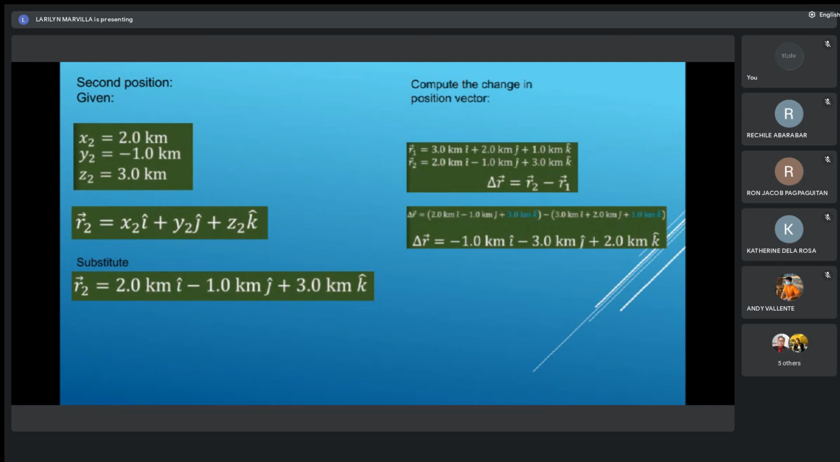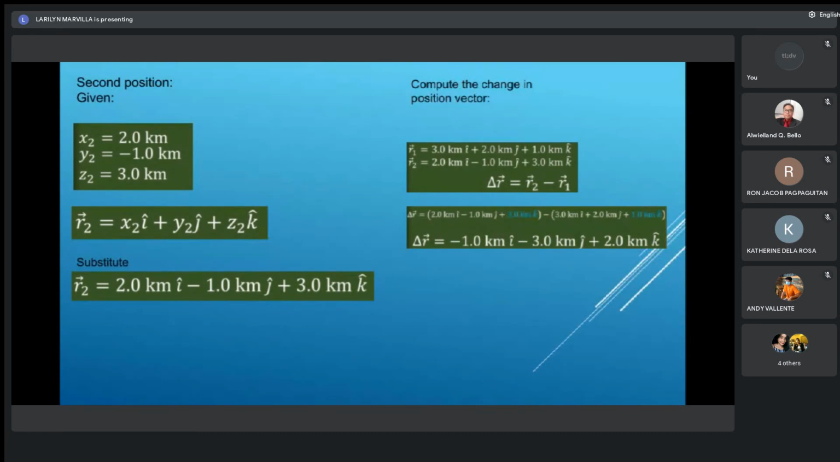Sunod is i-compute ang position vector. Sa pagkuha sa position vector, kinahanglan na ang first position o second position. Para makuha ang change in position vector, ang equation is delta R with arrow sa babaw is equal to R sub 2 or position 2 minus position 1. Given by delta R is equal to 2.0 kilometer i hat minus 1.0 kilometer j hat plus 3.0 kilometer k hat. Mao ni ang atong nakuha sa position 2.